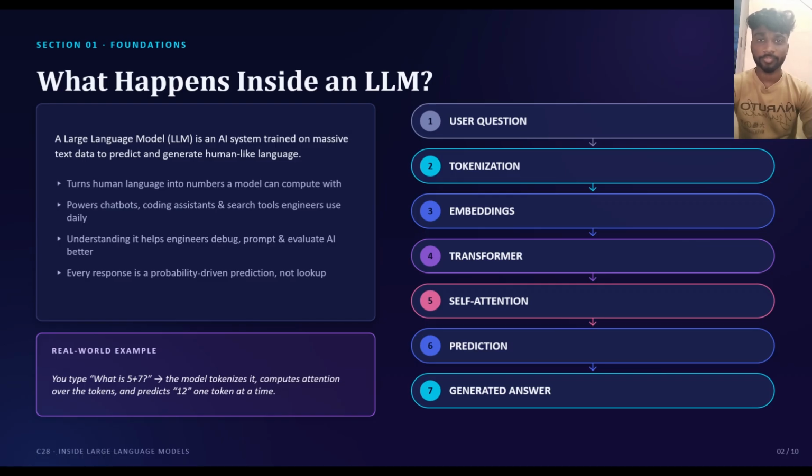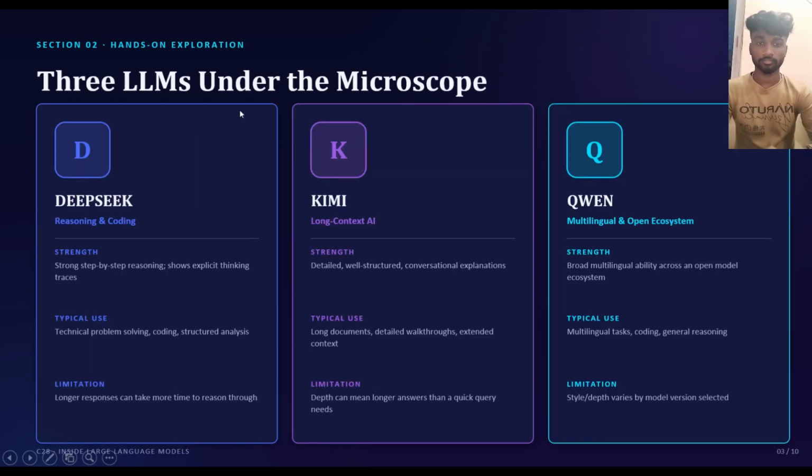For example, if I ask what is 5 plus 7, the model processes the input as tokens, uses its learned representations and attention mechanisms, and predicts the answer 12. So an LLM is not simply looking up an answer from a database. It generates a response based on probability-based predictions.